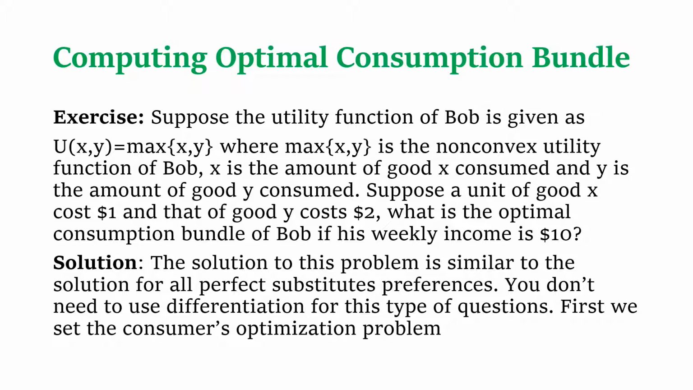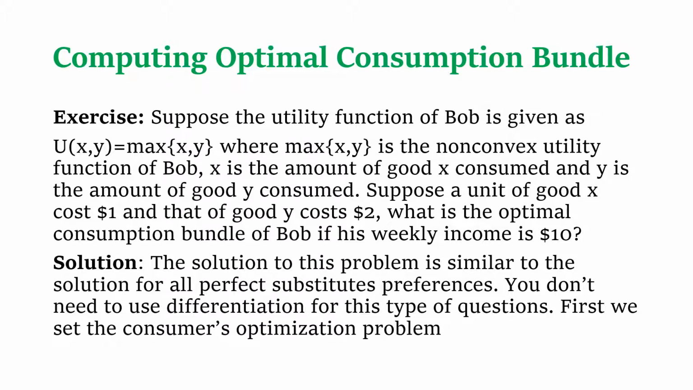Now, let's look at one exercise here. Suppose the utility function of Bob is given as u of xy equals max xy, where max xy is the non-convex utility function of Bob. X is the amount of good X consumed, and Y is the amount of good Y consumed. Suppose a unit of good X costs $1 and that of good Y costs $2. What is the optimal consumption bundle of Bob if his weekly income is $10?